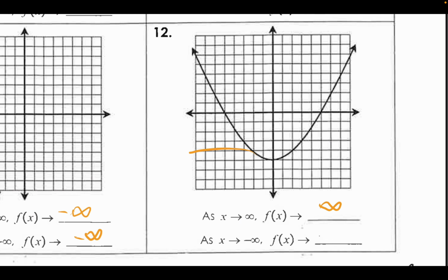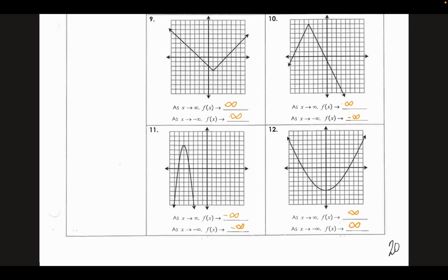And as x goes forever to negative infinity, forever left, the y values go up forever as well. And so that's positive infinity. So we notice here on the absolute value functions, both ends are either both positive infinity or both negative infinity, depending on our parabola or absolute value functions, but regardless, they're both going the same way, both going up or both going down forever.